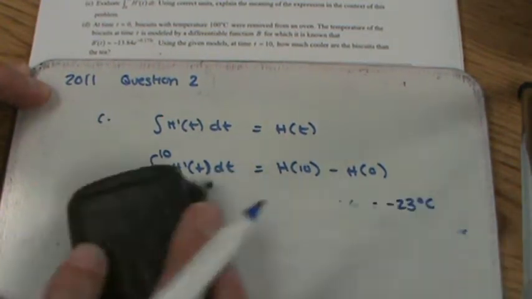At time t equals 0, biscuits with temperature 100 degrees Celsius were removed from an oven. The temperature of the biscuits at time t is modeled by the differentiable function b, for which it is known that b prime of t equals negative 13.84 e to the negative 0.173 t. Using the given models at time t equals 10, how much cooler are the biscuits than the tea?